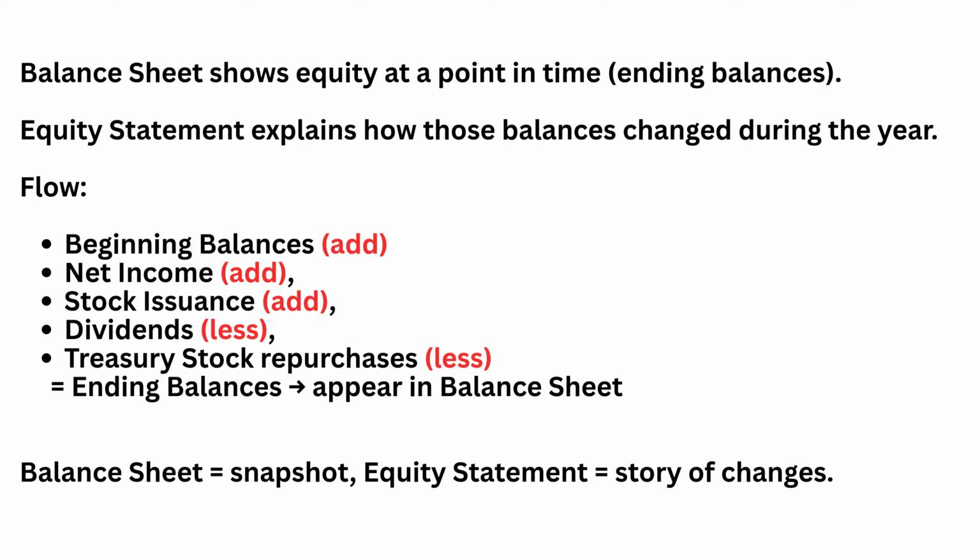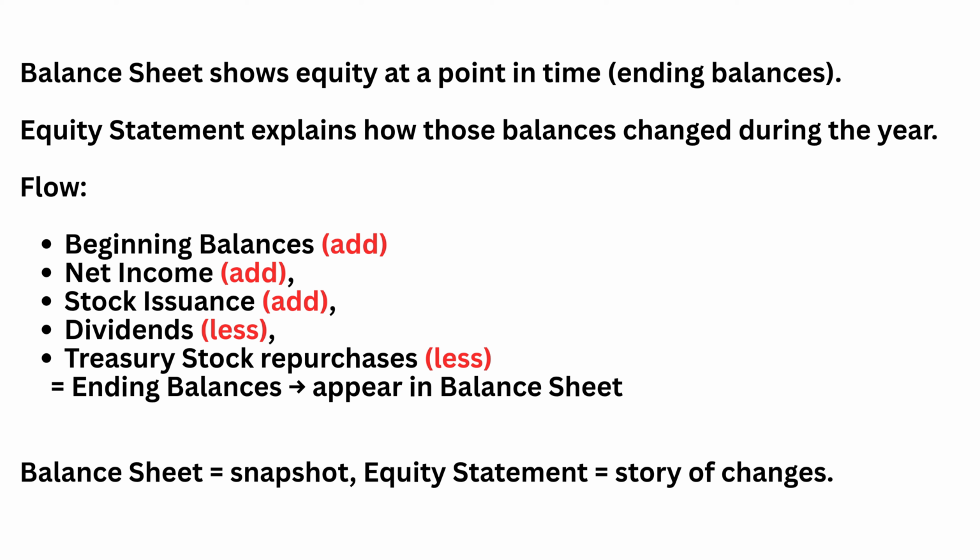1. Beginning balances. This is where the year starts. You list the balance of each equity account from the previous year. 2. Net income. When the company earns a profit during the year, it increases retained earnings. Think of it as adding money to the owner's share because the business earned more. Example: if the company made a profit, that profit is added to the retained earnings column. This shows that the owner's claim has grown because the business earned money.